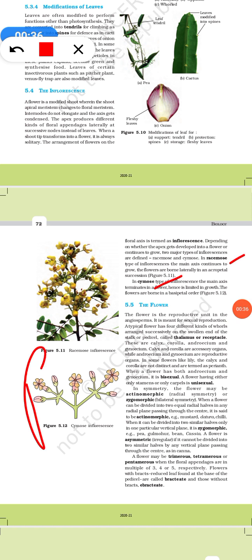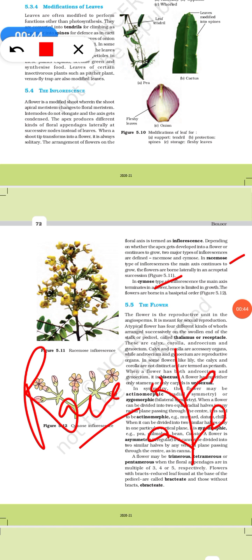So racemose, as the name states. At the axis you will not have any flower. So there will be flowers in this format, but at the axis you will not have any flower. The older flowers are towards the base, and you have newer flowers coming up in the upper area of the inflorescence. So this is known as racemose.